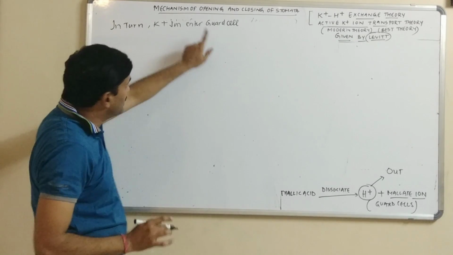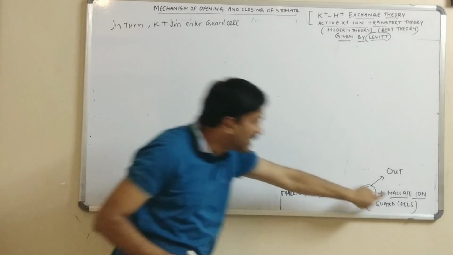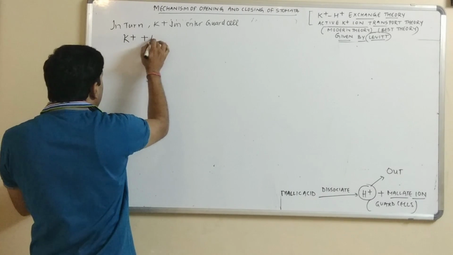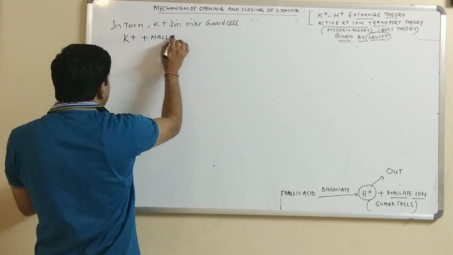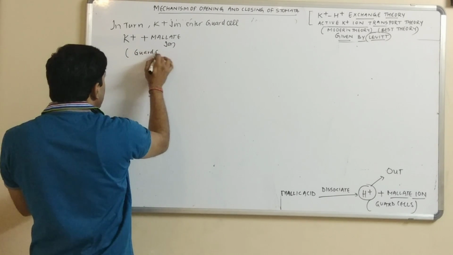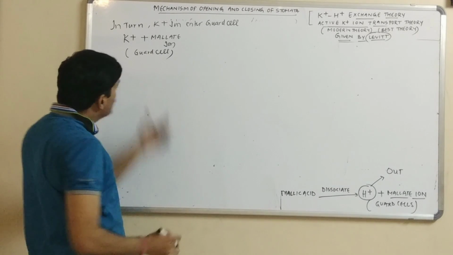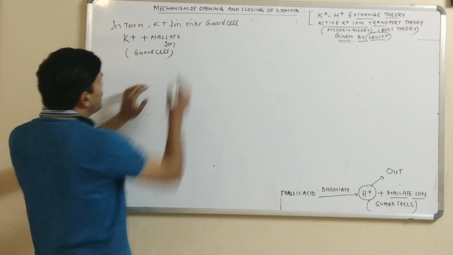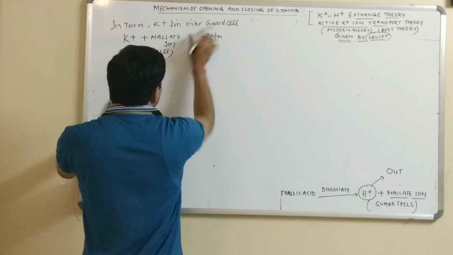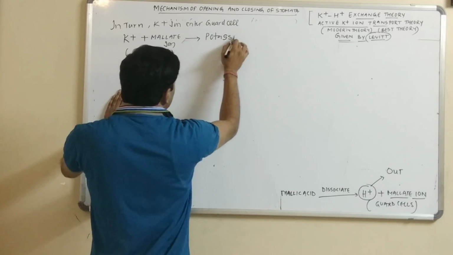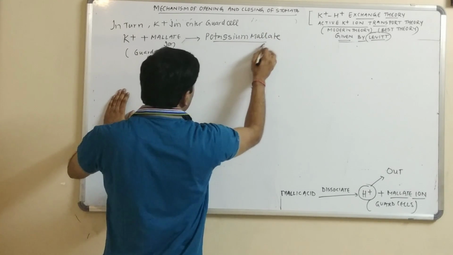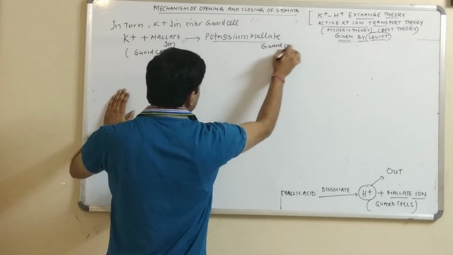K plus ion enters the guard cell. Now, in the guard cell, what was there? Malate ion. So this K plus ion will combine with malate ion in the guard cell. This reaction will occur in the guard cell, and due to the combination of the K plus ion and the malate ion, what will be formed? Potassium malate is formed in the guard cells.